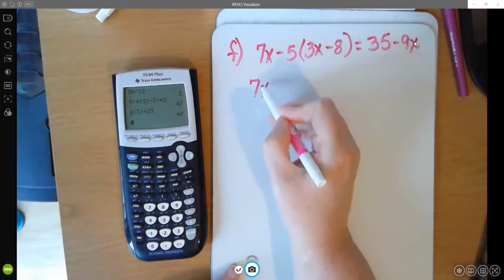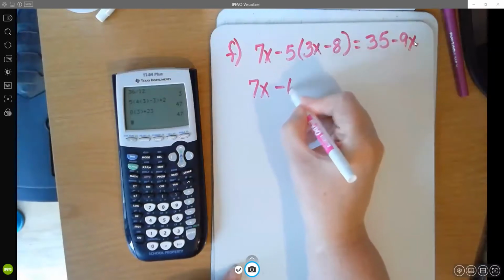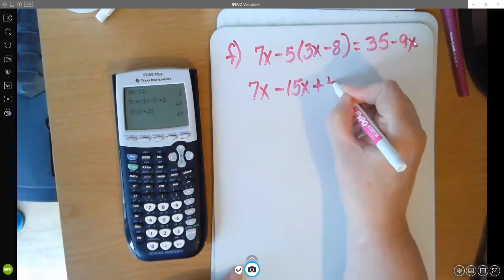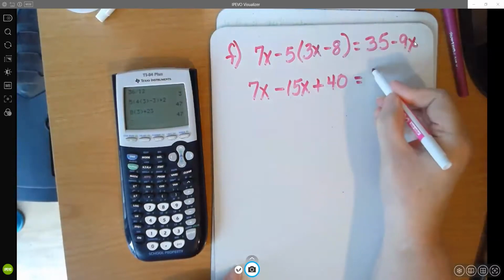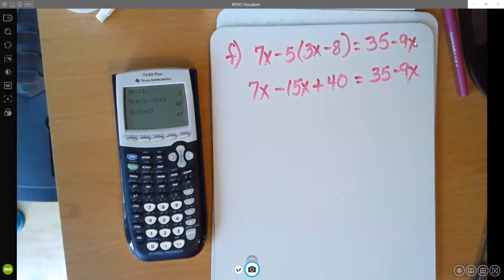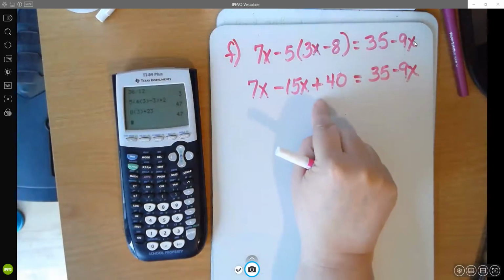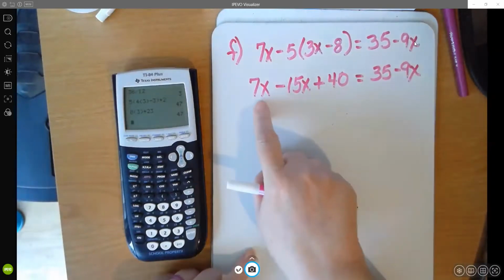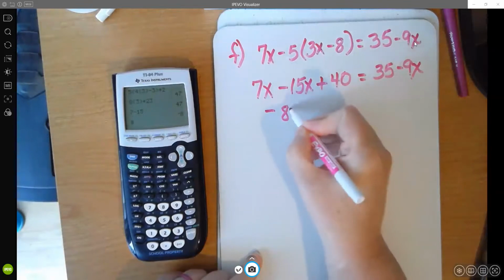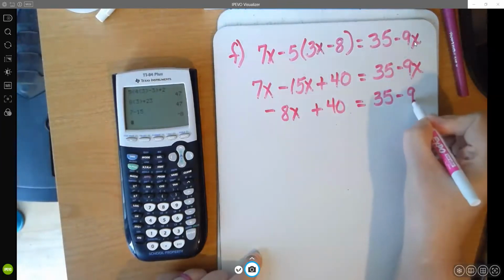In this case, notice we are multiplying through by a negative 5. So that's negative times a positive, which would give us a subtract 15x or a negative 15x. A negative times a negative is a positive. 5 times 8 is 40, equals 35 minus 9x. If you miss this problem, it is probably in this step. Negative times a positive is a negative. A negative times a negative is a positive. In the next step, I'm going to go on and combine like terms and go 7 subtract 15, which gives me negative 8x plus 40 equals 35 minus 9x.